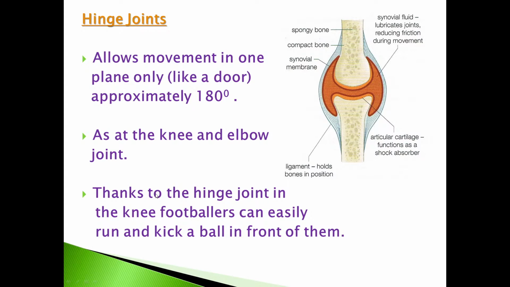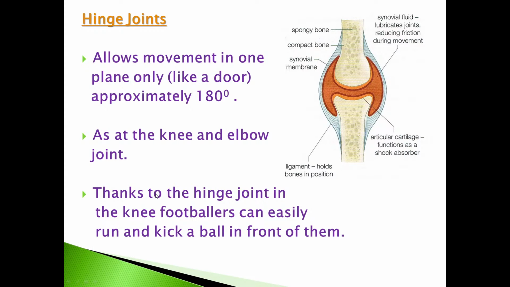If you move the joint at the elbow, you realize that you can open the elbow joint, that is whenever you extend it, and you can close the elbow joint, that is whenever you bend it. So that movement is just like opening and closing a door. That's how we normally say that the hinge joint allows movement in one direction, or in one plane, just like a door, and that is approximately 180 degrees, because a straight line measures 180 degrees, and when you extend the arm at the elbow joint, it basically forms a straight line.